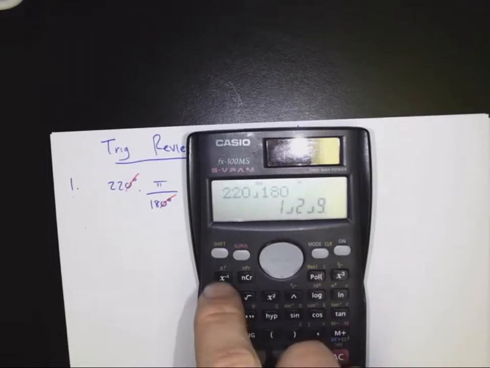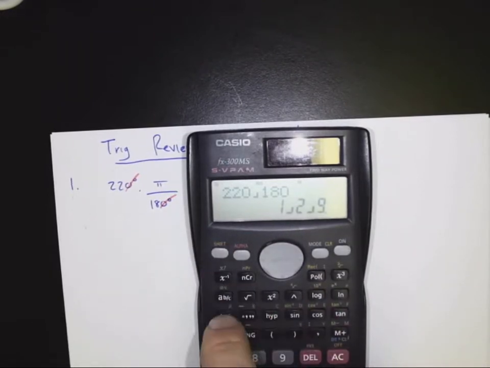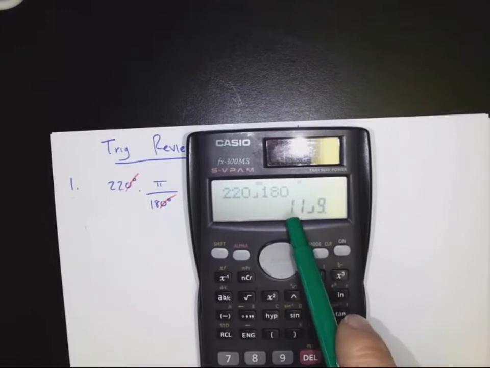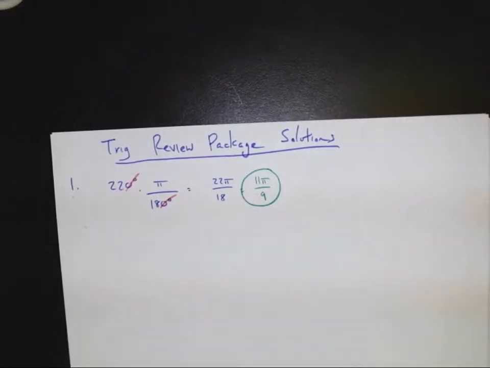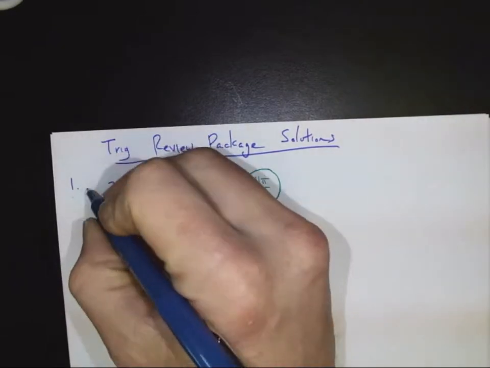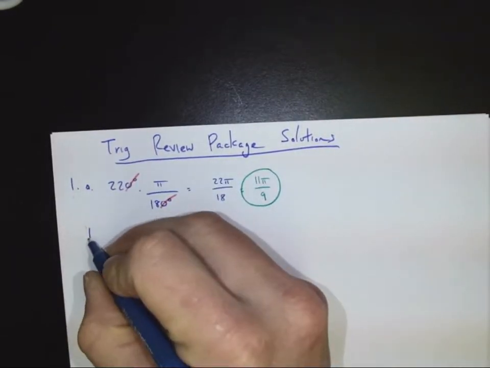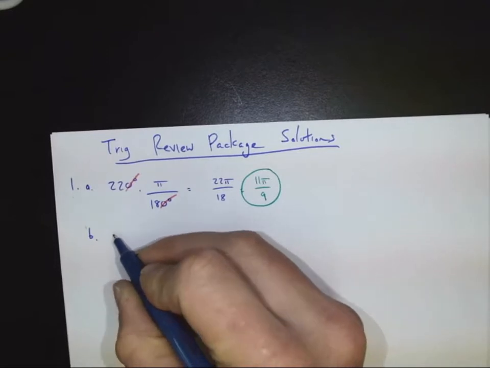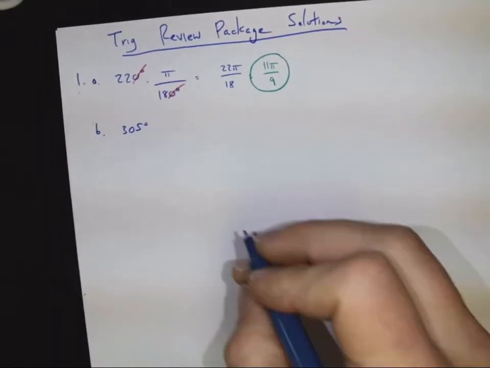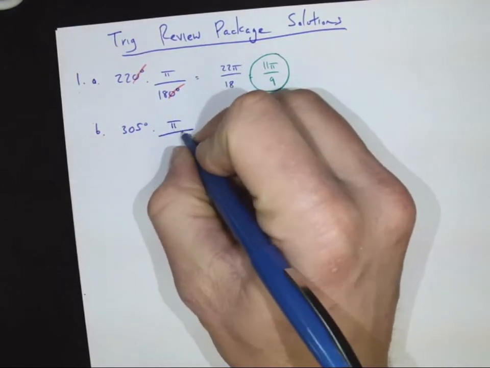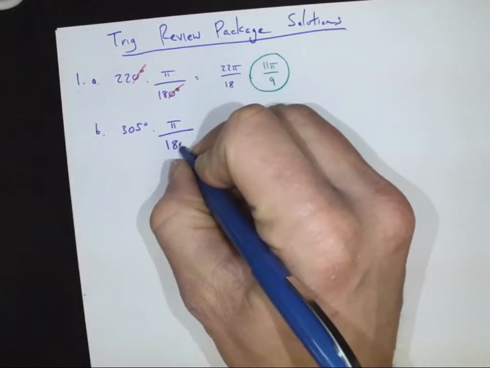I'm going to turn that into an improper fraction. And the improper version of that is 11 over 9. 11 over 9. Neat. Okay, cool. That's 1A. 1B is a pretty similar question. We have 305 degrees. So we're going to multiply that by pi over 180 degrees.